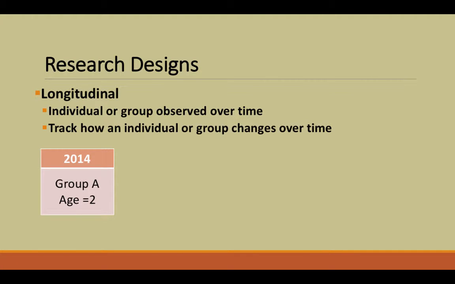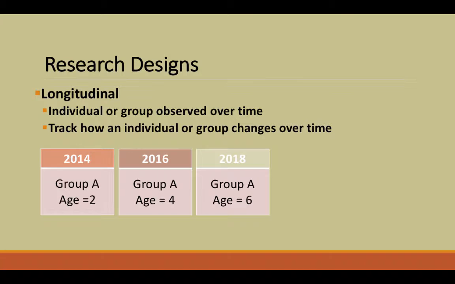So in this study, if we are going to see how people run, we're going to have Group A come in when they're age 2 in 2014. Then we'll have the same group come in when they are age 4, so 2 years later. And the same group will come in again in another 2 years, and we can see exactly how each of the individuals have changed their running pattern as they've matured.